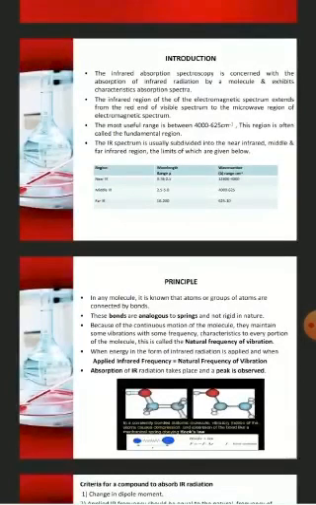Infrared absorption spectroscopy is concerned with the absorption of infrared radiation by a molecule and exhibits characteristic absorption spectra. The infrared region of the electromagnetic spectrum extends from the red end of the visible spectrum to the microwave region of the electromagnetic spectrum. The most useful range is between 4000 to 400 per centimeter.